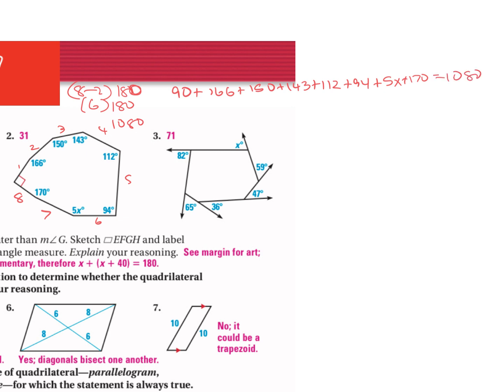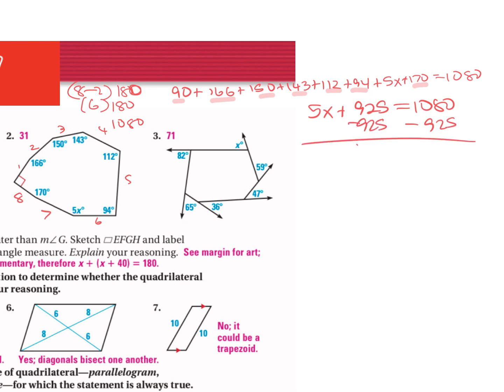So I need to add up all of these numbers. So I can just put down my 5x so far, but let me go ahead and do all that addition. So once I add all those that I highlighted, I get 925. I need to subtract 1,080 minus the 925. Five x equals 155. Divide by 5, and x equals 31.